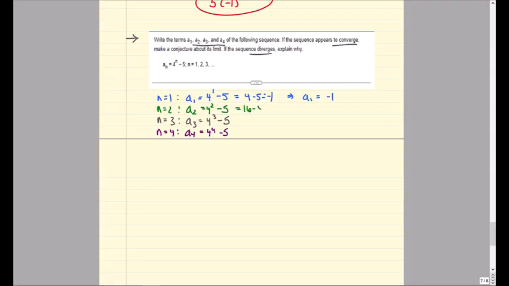4 squared is 16. 16 minus 5 is 11. A sub 2 is equal to 11. Okay, 4 cubed is 64. 64 minus 5 would be 59. So a sub 3 would equal 59. Okay, our last one, because again we're going through a sub 4 here, would be 4 to the 4th, which would be 256, minus 5, which would be 251. So a sub 4 would equal 251.